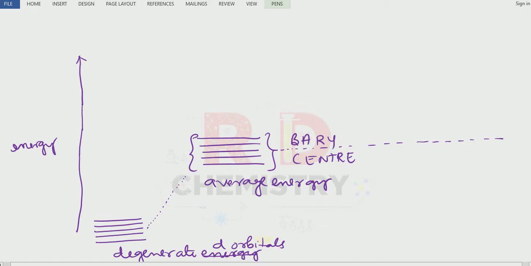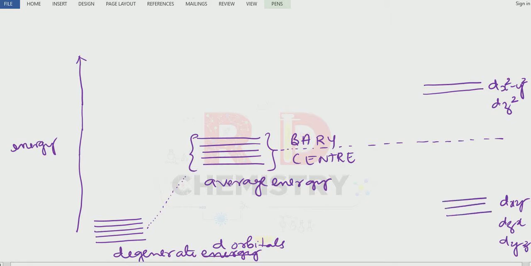You know that there are two d orbitals, dx square minus y square and dz square. They will repel more because the ligand approaches the metal along the axis. They repel more along the axis. And the three types, dxy, dyz, and dzx, will repel less. So these 3 will decrease in energy. This set will increase in energy and this set will decrease in energy.